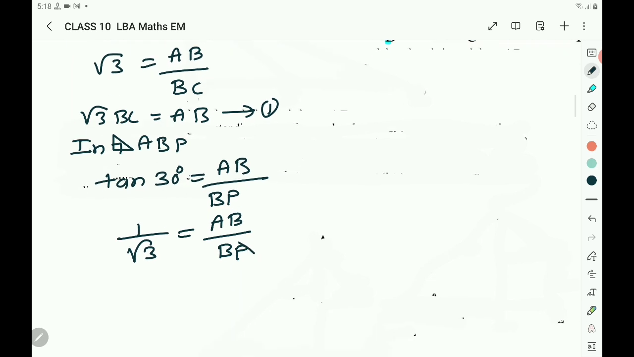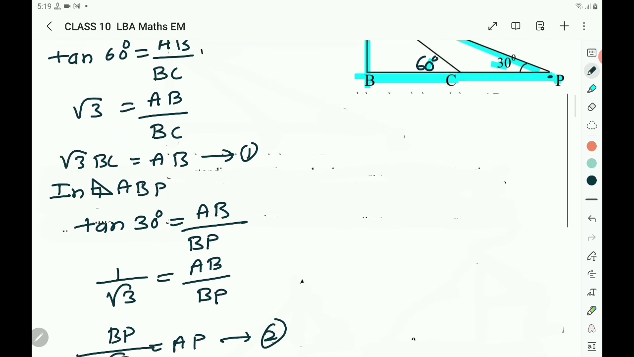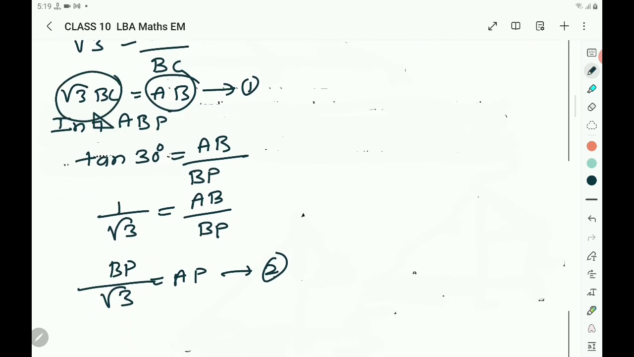Then you take 1 into BP equals root 3 into AB, or expressing in terms of AB, BP by root 3 equals AB. Consider it as second. Now from first and second, observe here: AB is equal to root 3 BC, and this is also AB. AB is equal to BP by root 3.